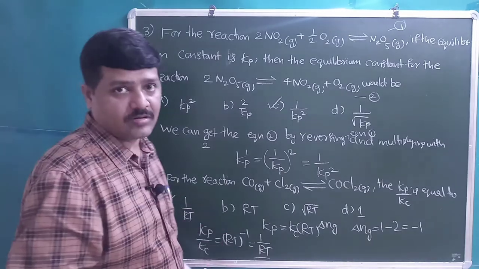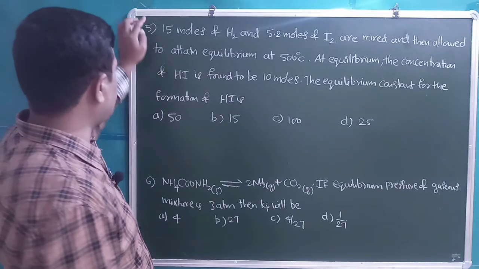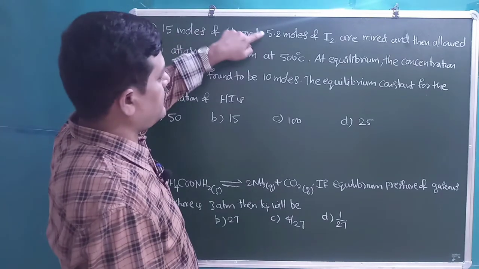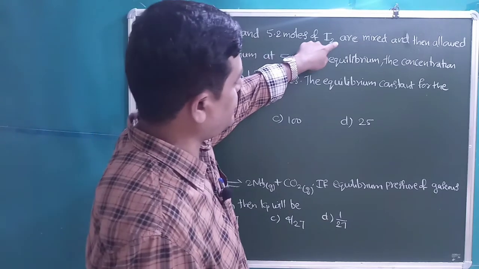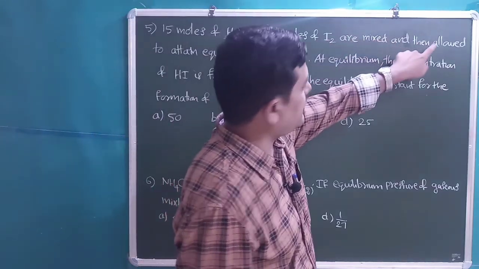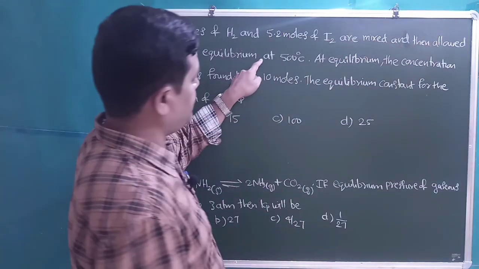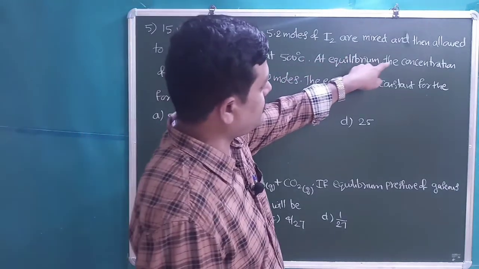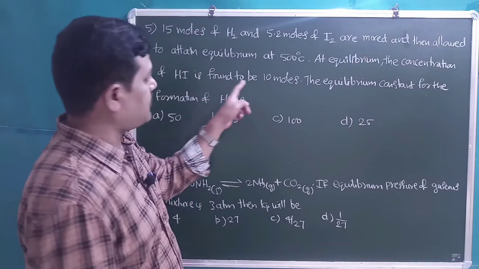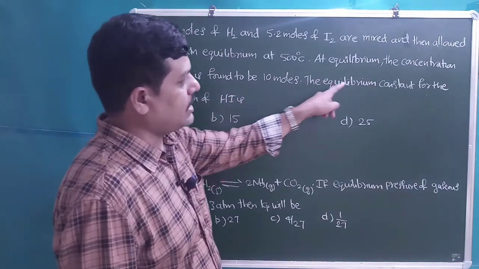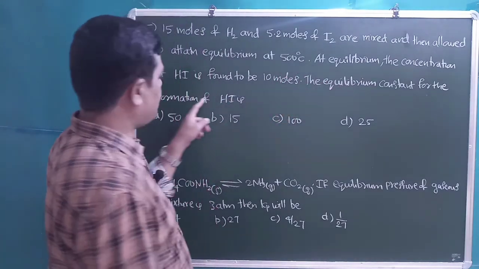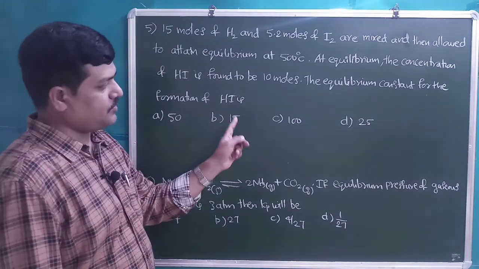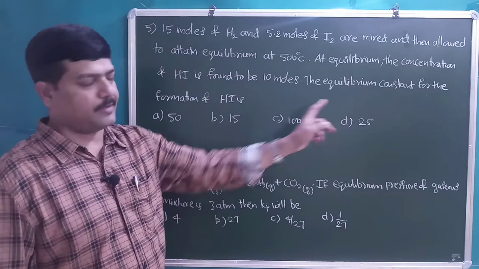Let us take 2 more questions now. Students, next question, question number 5. 15 moles of H2 and 5.2 moles of I2 are mixed and then allowed to attain equilibrium at 500 degrees Celsius. At equilibrium, the concentration of HI is found to be 10 moles. The equilibrium constant for the formation of HI is, options are given as 50, 15, 100, 25.